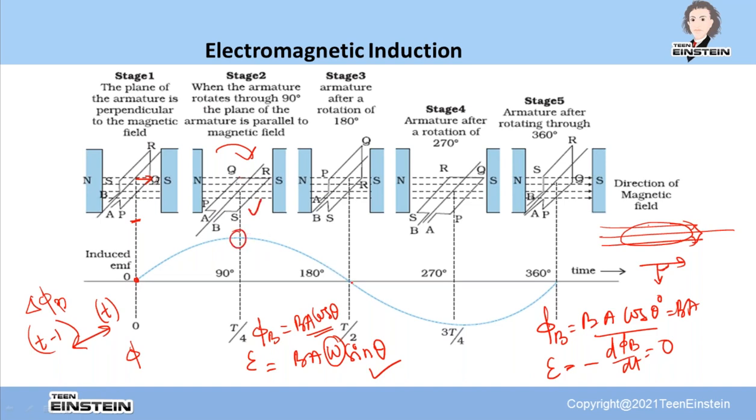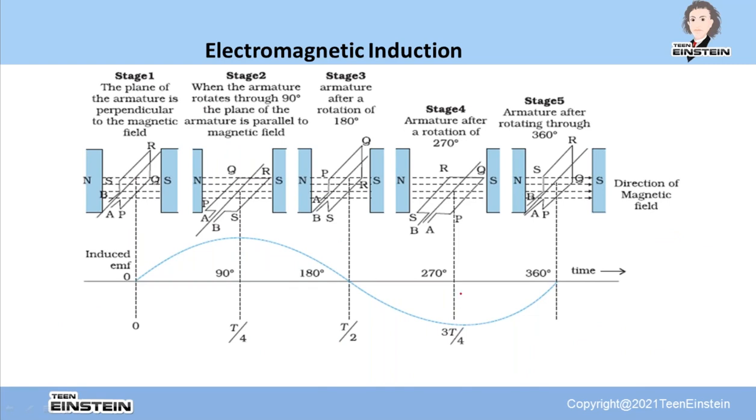Now it will slowly decrease as it goes to another node. This is T by 2, that means 180 degrees. In this case the flux will have some value, but the induced EMF will be 0 over there. Similarly, if you go up to 270 degrees, there you will find the induced EMF will be maximum but in the opposite direction. So this is how it changes its direction as well as magnitude. This is the induced EMF curve with respect to time.